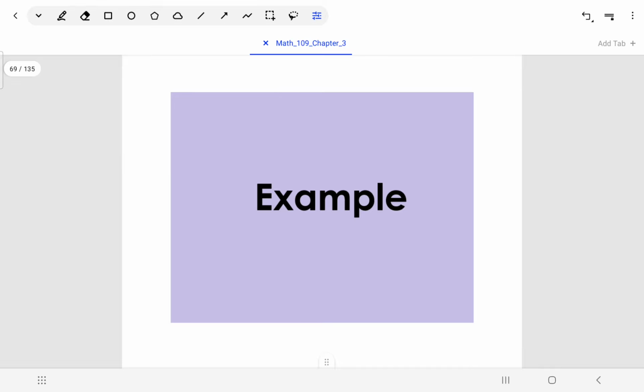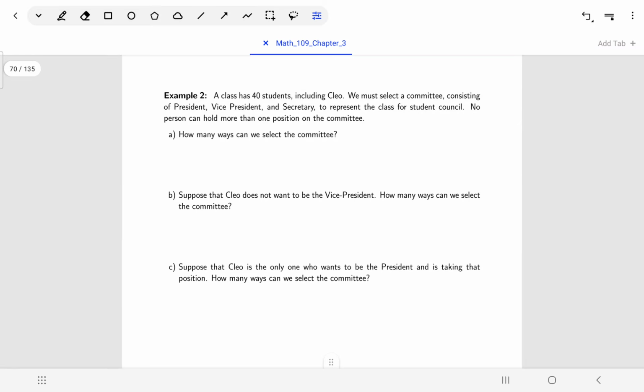Okay, let's do another one. Example 2. Here we are electing members to a committee. So we are selecting a committee where there's going to be a president, a vice president, and a secretary. And we've got a little restriction here. No person can hold more than one position. So we are going to pick one person for each role. So that's good to know. And we cannot have the same person doing more than one thing. So if somebody is elected to be president, they cannot also be secretary.